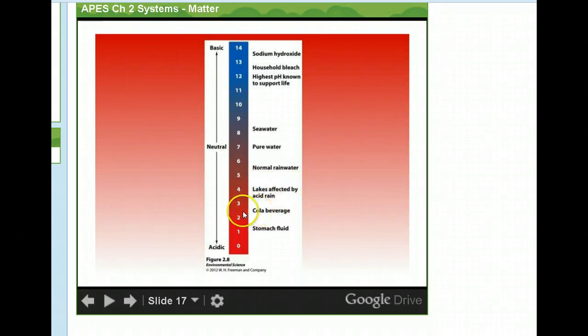When you drink your Coke, it's going to be down here. Your stomach's in this area. There are some areas on Earth that have very high pHs, so very, very basic, and they can support things. But generally, animals like to be near the 6, 7, 8 range. Okay.